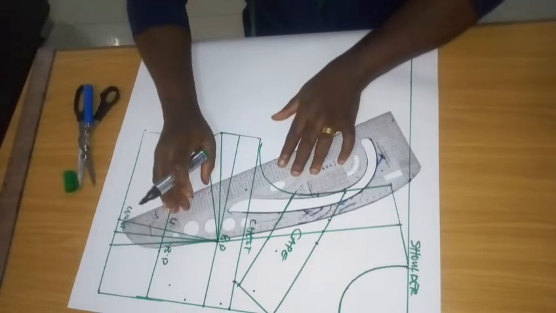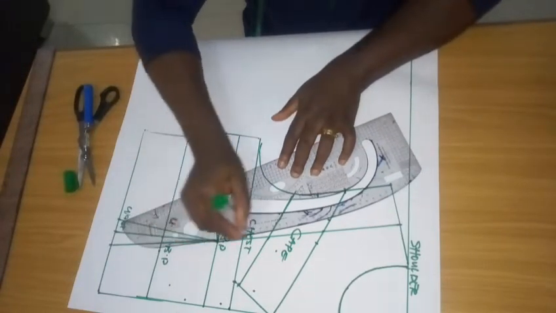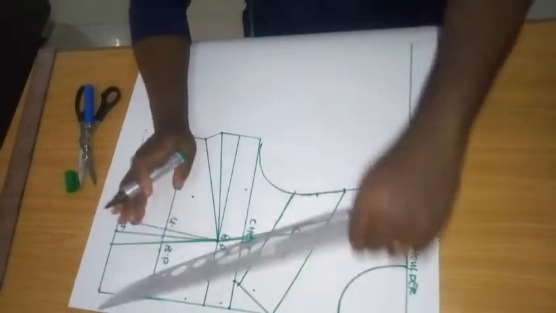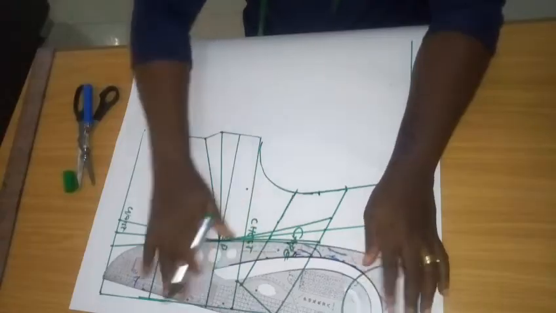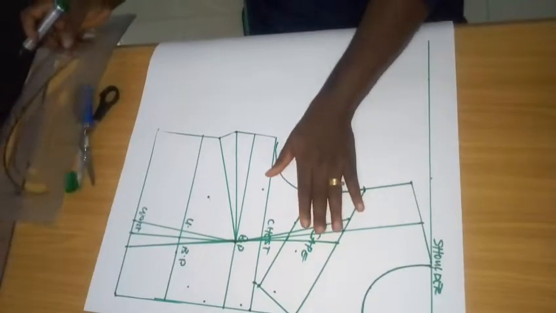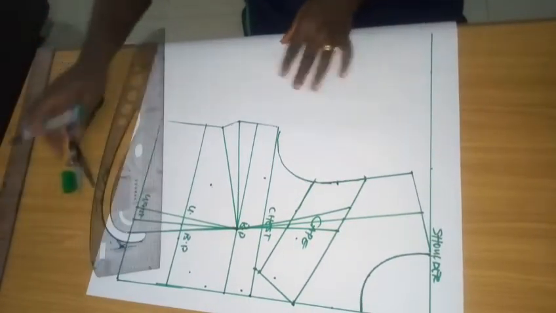So here I'm going to connect what I have at that point right to the bust point. I'll flip my ruler and I'll also connect back to the bust point. Can you see? So here I have contoured my upper bust perfectly.